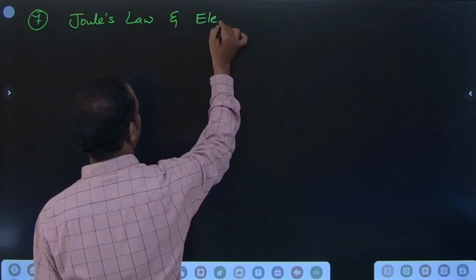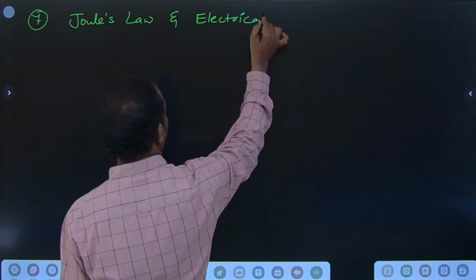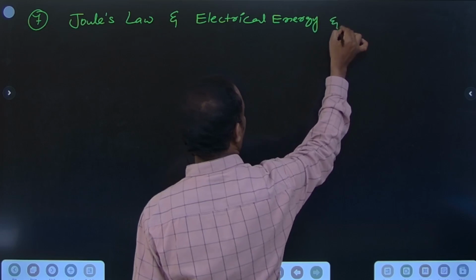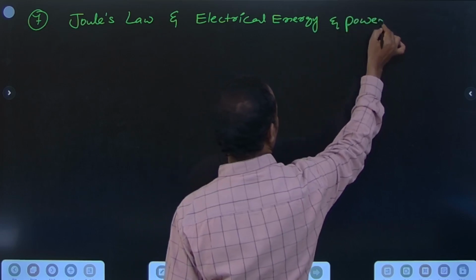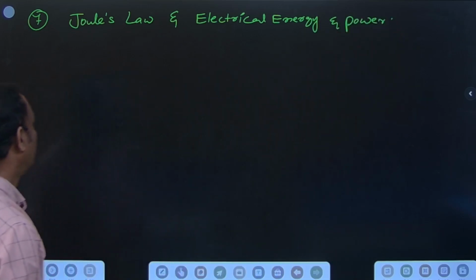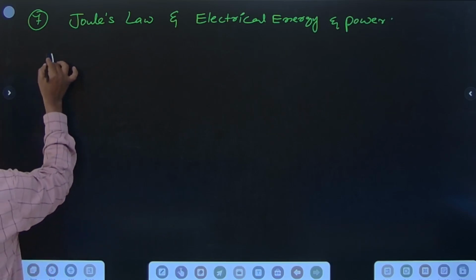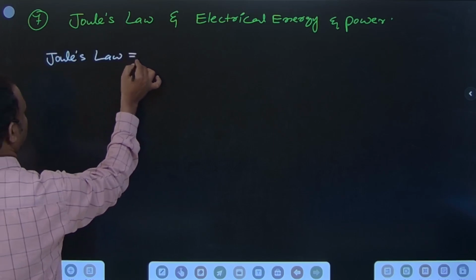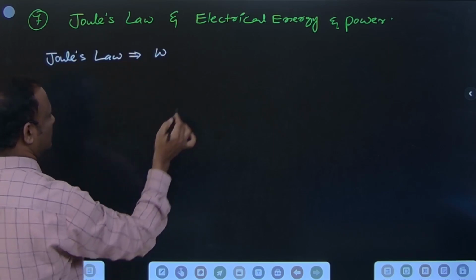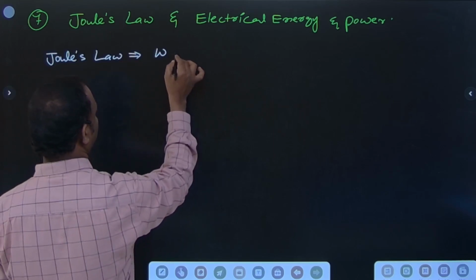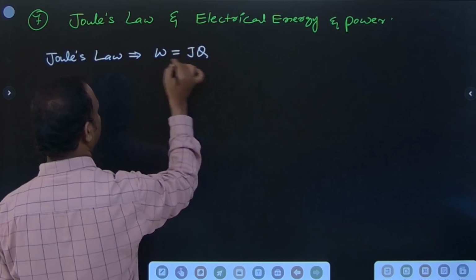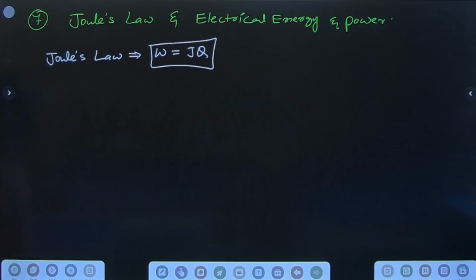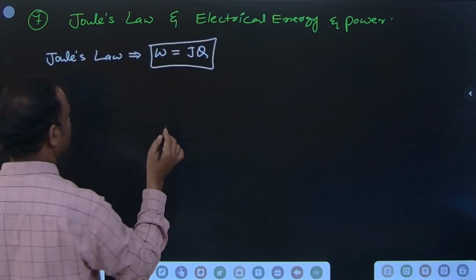Electrical energy and power. First one, Joule's law. Work done in different cases is directly proportional to heat produced. W is equal to JQ, where J is the Joule's constant.